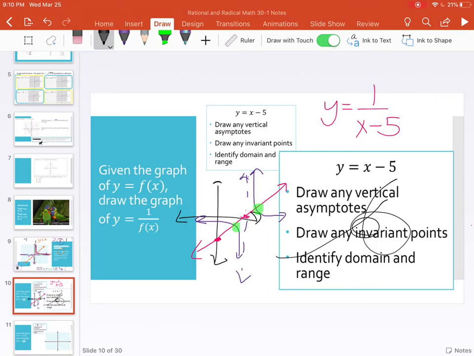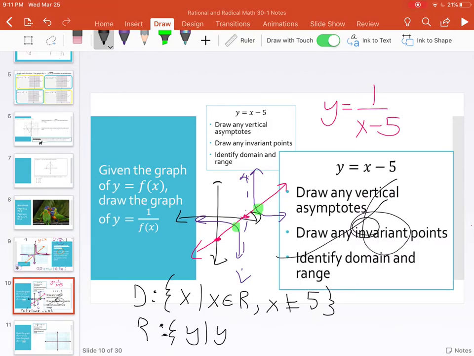So if I were to write my domain and range of this graph, my domain would be, for all x values, x is an element of all real numbers. However, x cannot equal +5. My range would be for all y values.